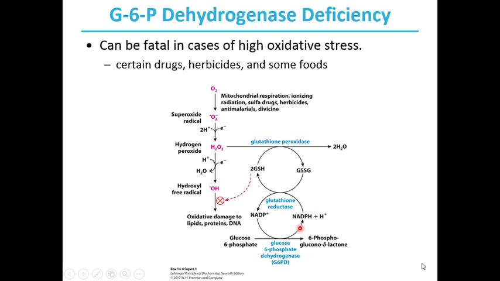The NADPH resulting in this process is utilized by glutathione reductase, and it uses it to reduce glutathione. And this is used by glutathione peroxidase to convert hydrogen peroxide to water and to prevent other oxidative damages to lipids, proteins, and DNA. In the absence of NADPH that comes out of this reaction, oxidative stress increases, and as a result, this can lead to death.